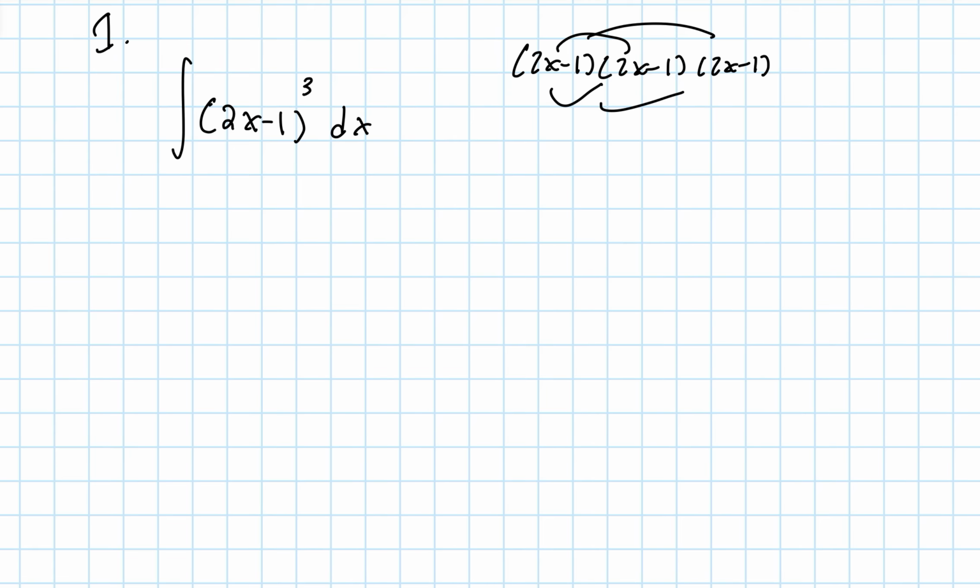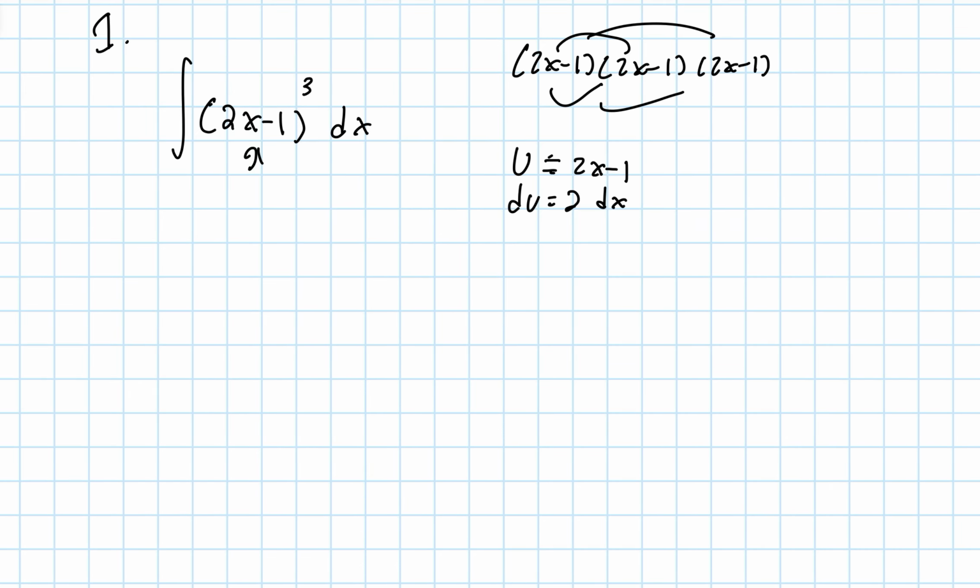Essentially, you're going to call a variable u, and we're going to say that u is equal to 2x minus 1. We want to make this the u. From here, we want to make du equal to 2 dx. The reason it's called du is because we're taking the derivative of u, in this case 2x minus 1, and then du will be 2 dx.